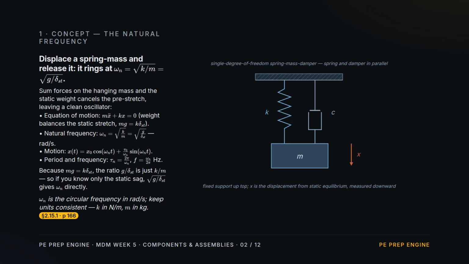Concept 1. The natural frequency. Sum the forces on a mass hanging from a spring. The weight exactly cancels the static stretch, and what's left is a clean oscillator. Its natural frequency is the square root of stiffness over mass in radians per second. There's a second root, because the weight equals the spring rate times the static deflection. The natural frequency is also the square root of gravity over that static sag. The same identity, handy when all you know is how far the spring drooped. Divide by 2 pi for the cyclic frequency in hertz.